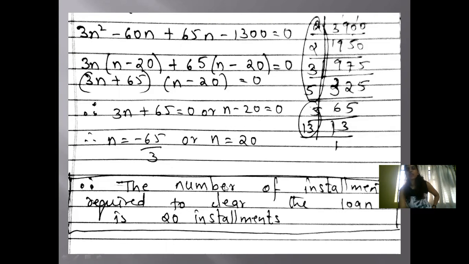So you have to write that statement: my number of installments cannot be negative. So we ignore that value. And therefore we take the number of installments as 20. Okay, so I hope everything is clear.